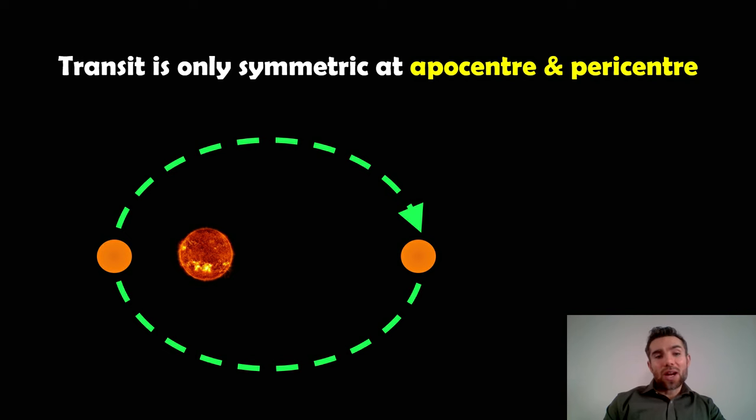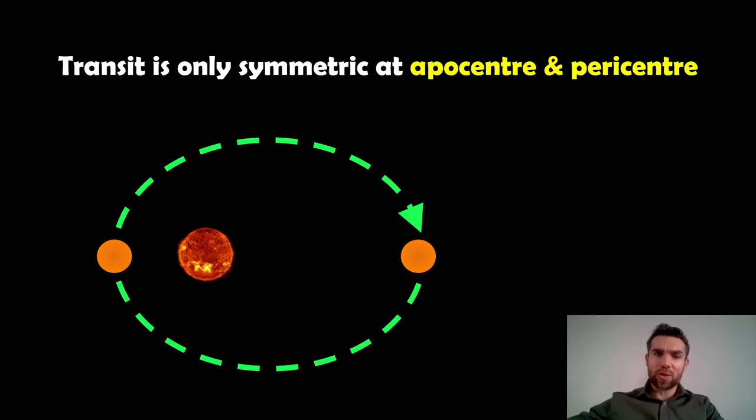So the transit will actually be symmetric at only two locations, at the apocenter and pericenter, and that's because the velocity here is going to be symmetric as it passes the actual star. So you're not going to get a velocity difference across the star as it passes at these two locations here. Because at those two locations, the velocity is going to be switching from going slower to going faster, so it kind of hits almost like a static point where it stops increasing in velocity and then will reverse and go the opposite way.